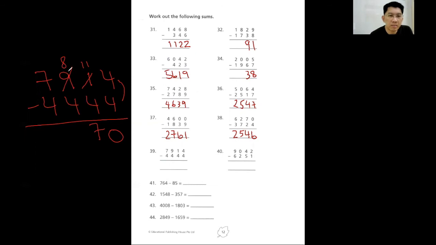8 minus 4 is 4. And finally, 7 minus 4 is 3. So the answer is 3,470.